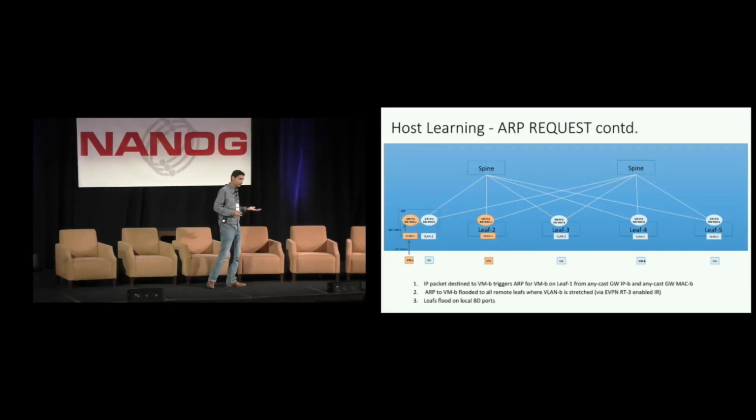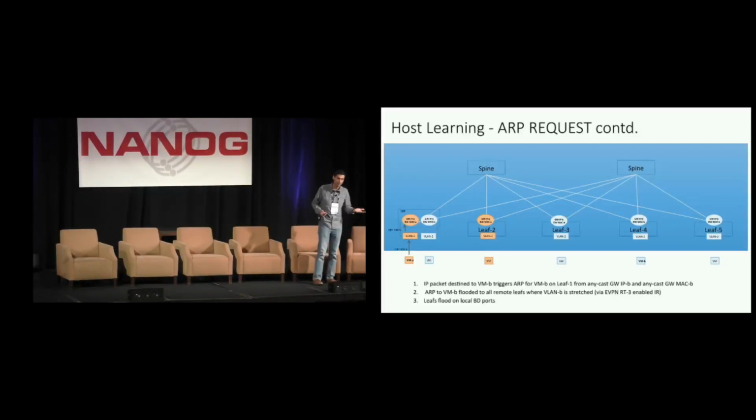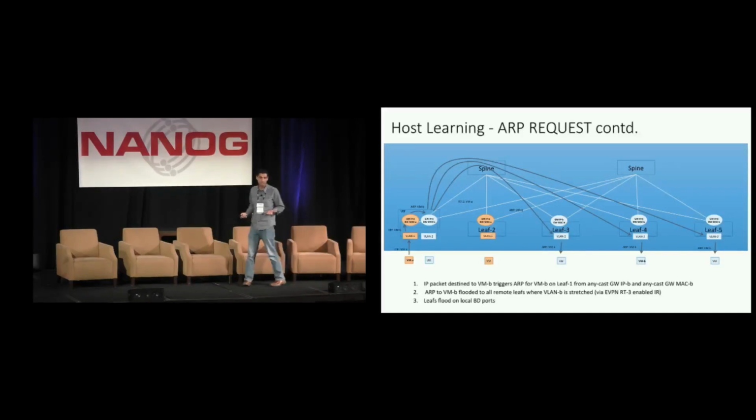So because the destination subnet for that IP is a local subnet on leaf 1, leaf 1 will generate an ARP request for the destination's MAC, which is VMB's MAC. The ARP will be flooded across your data center fabric to all the other leaves that are part of the layer 2 VPN or the EVPN overlay. Each leaf will flood that packet on the local port or local ports in that layer 2 service, including leaf 4, which will flood the ARP request on its local port towards VMB.